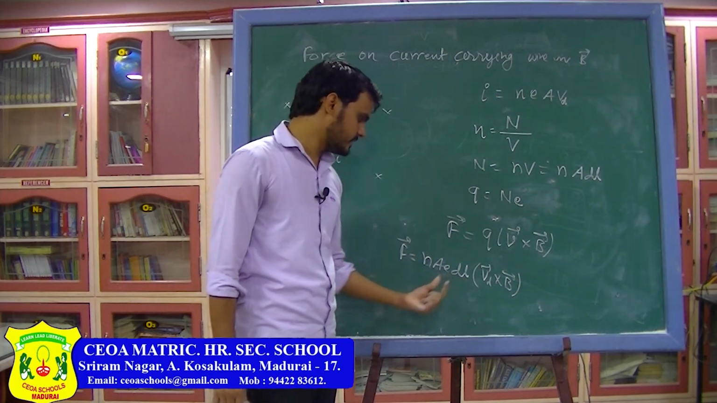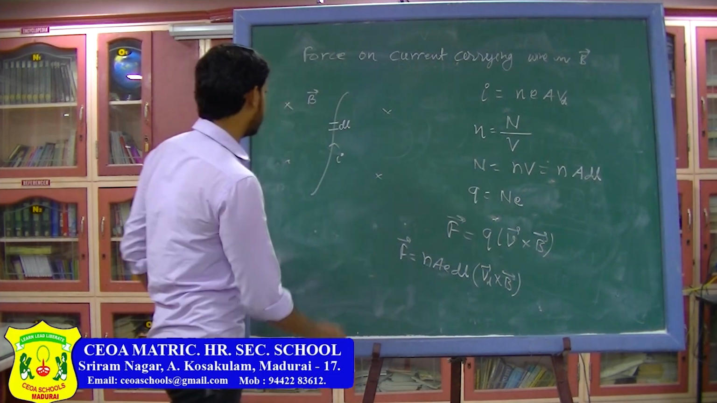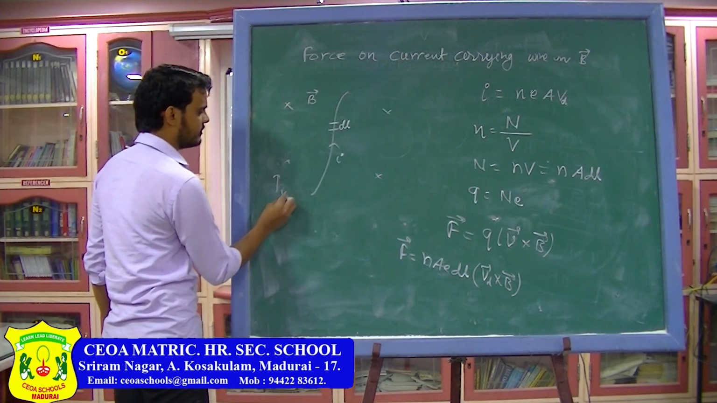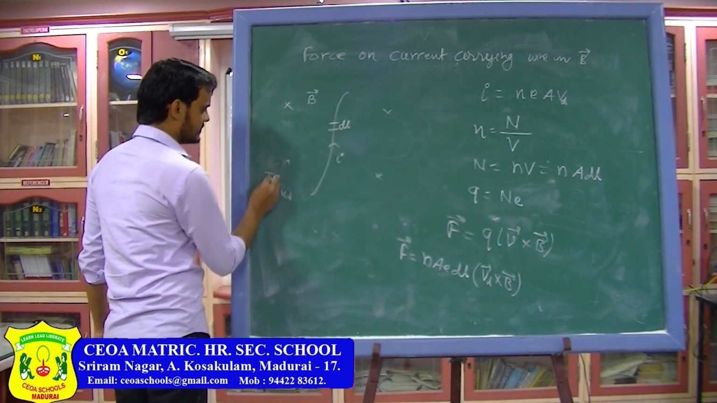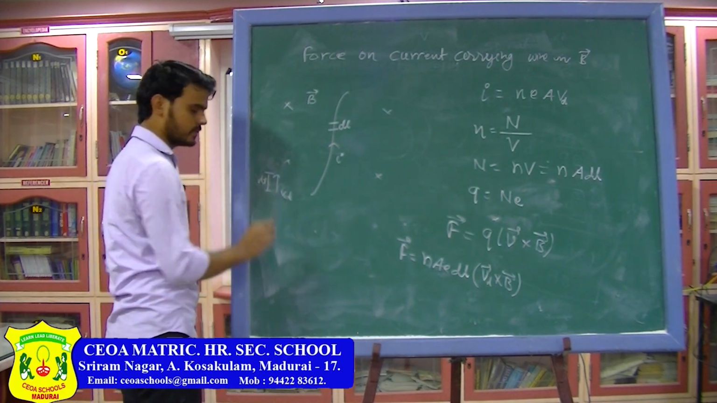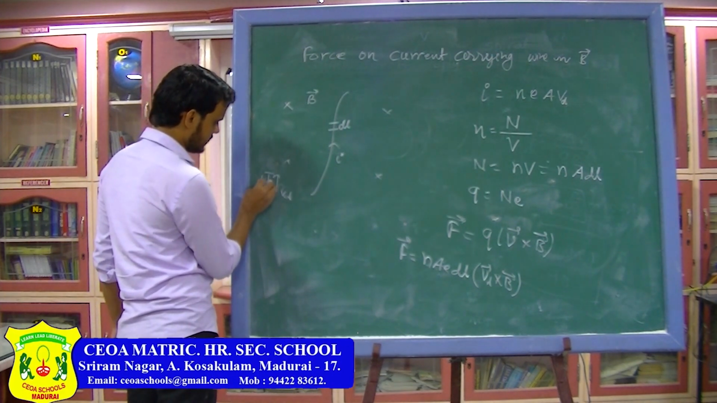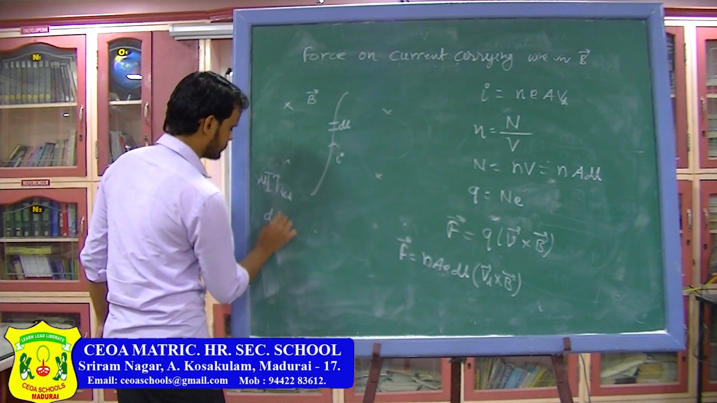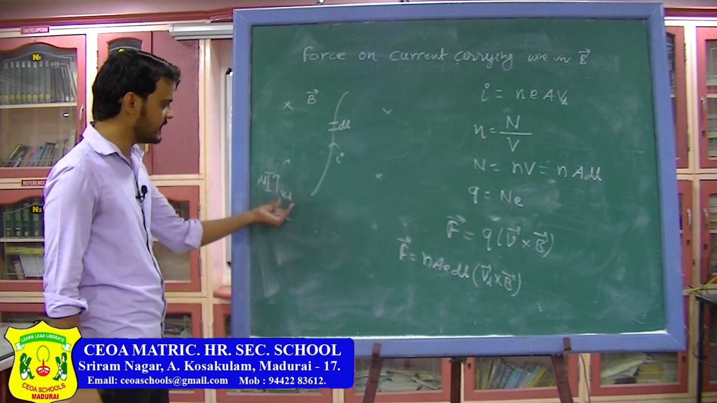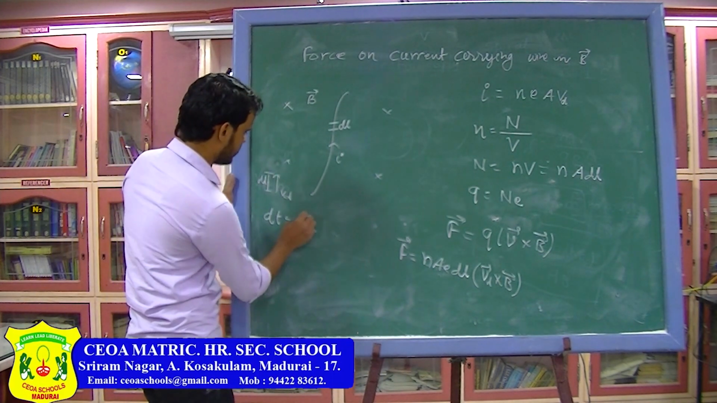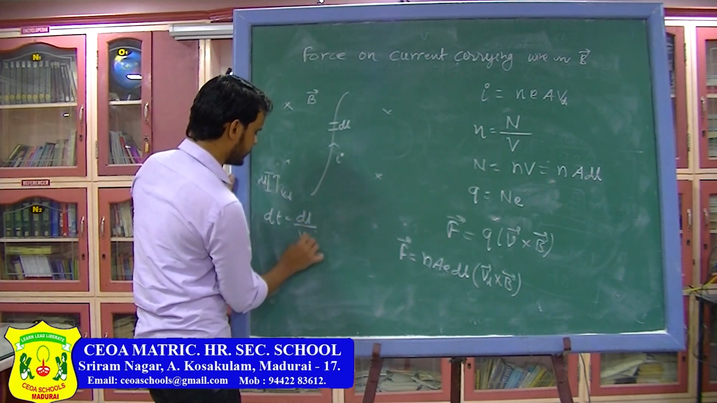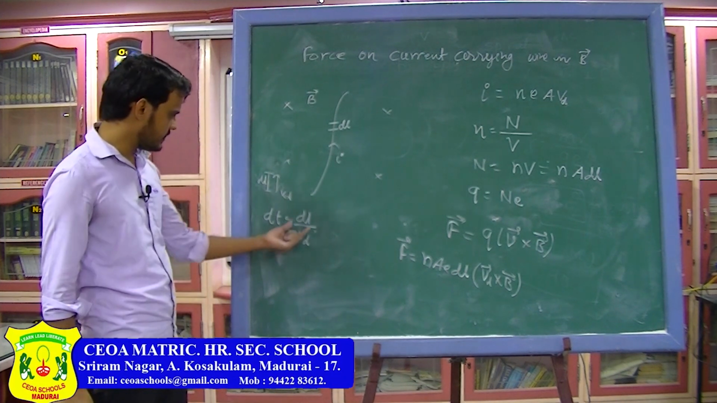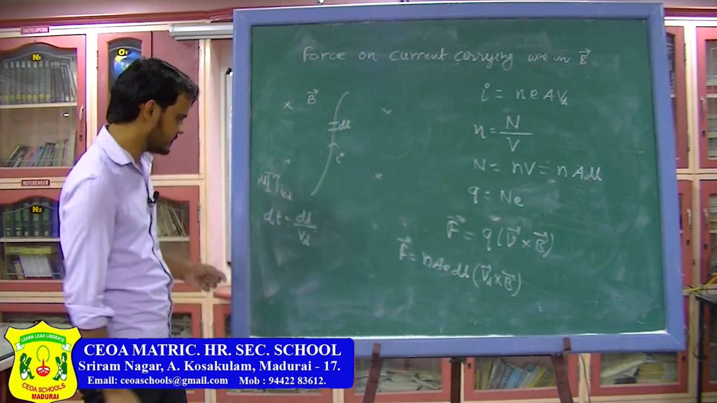Now this dl into Vd, suppose the particle is moving in this direction with velocity Vd, total distance is dl. So from here I can write total time taken dt. Time taken will be dl divided by Vd. So dl can be written as Vd into dt.